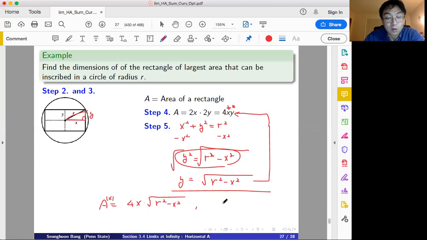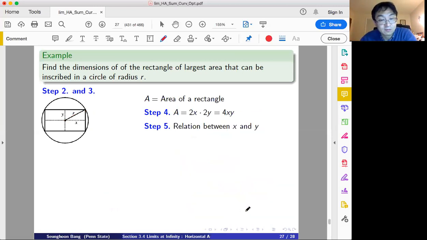So one more: what is the range of x? Here, x is this length. This length is always less than r. R is the radius, so x is always less than r. Also, x is a positive number. This is the exact domain. So we have it like this.